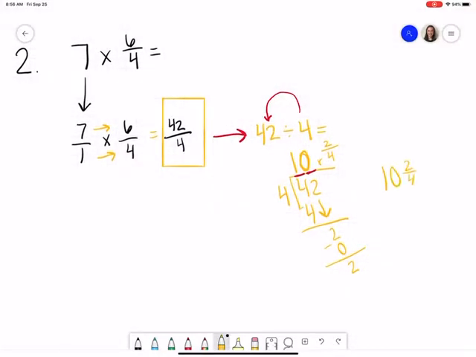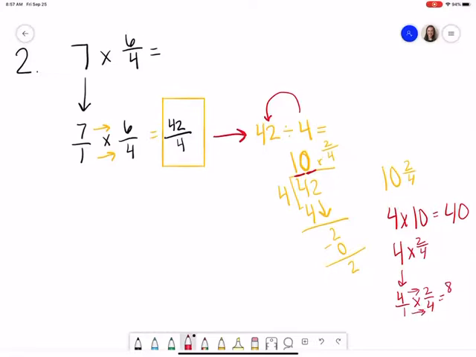Now, to check our answer, we can do this. We can do 4 times 10 equals 40, and 4 times 2/4. Well, remember we got to do 4 over 1 times 2 over 4 equals 4 times 2 is 8. 1 times 4 is 4.